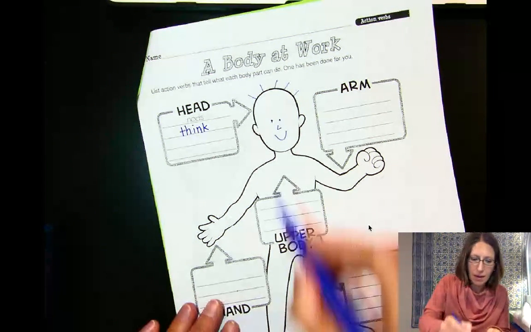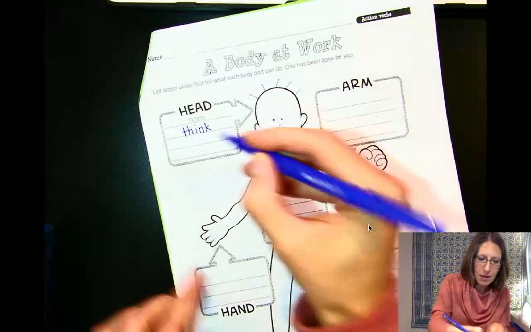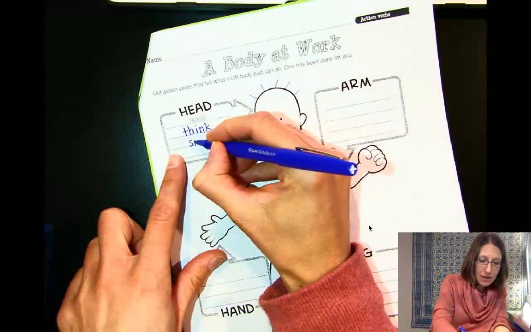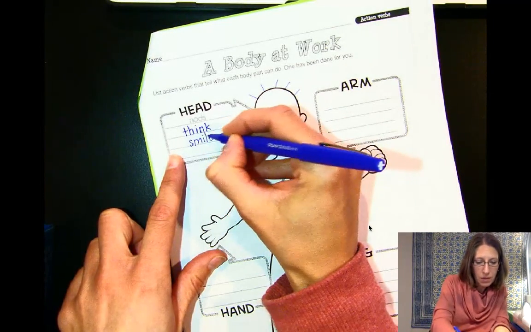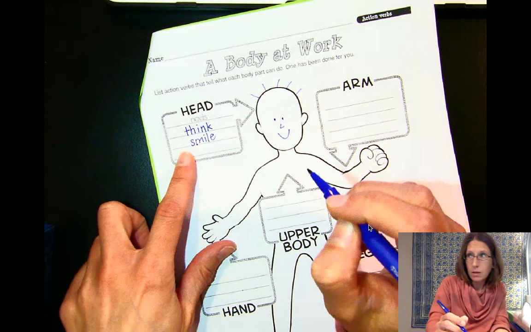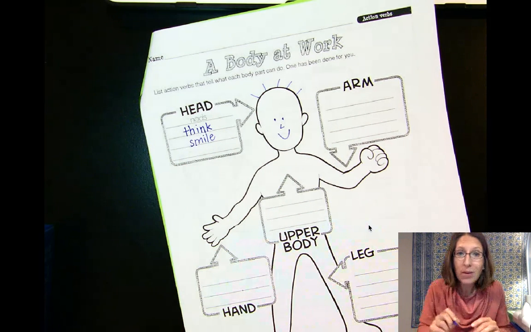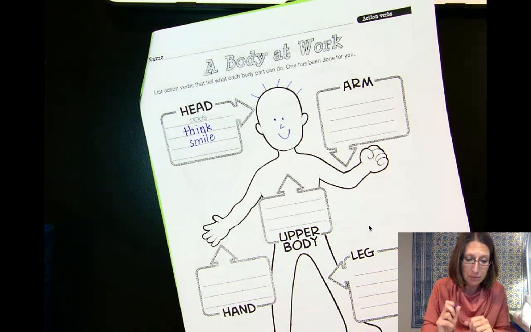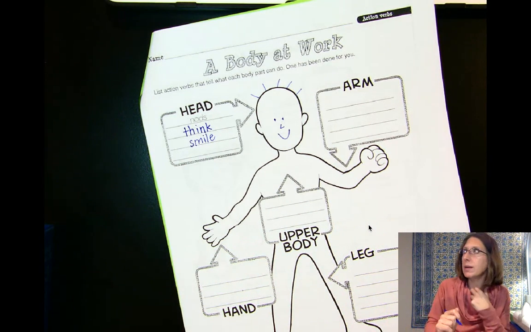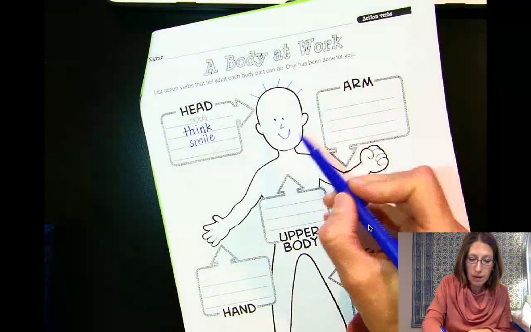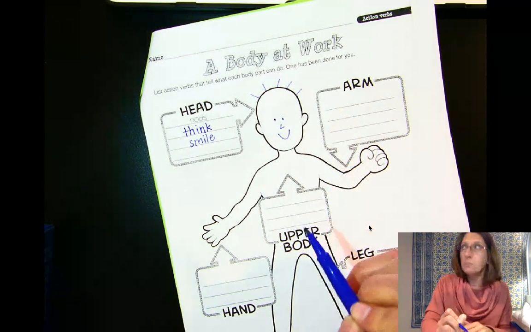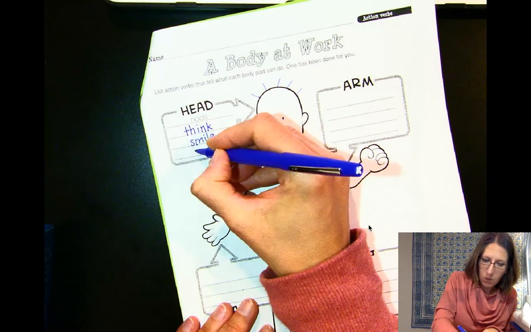I was thinking, your head can smile. Your mouth's on your head. Don't tell Miss Lund. No smiling with Miss Lund. But your face can smile. Let's see, one more thing your head can do. Ooh, something that's on your head, your nose. We can smell.